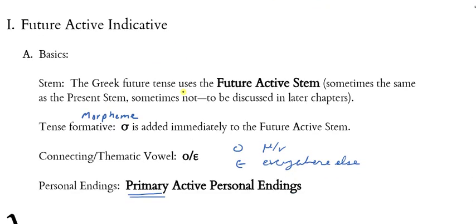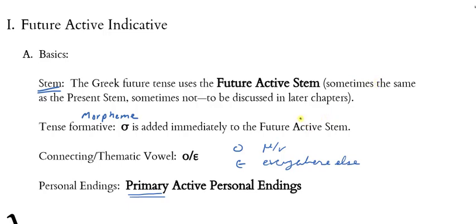So basics as to formation. All verbs, as you know, have a stem. And the stem that we've been using has been the present stem, but here we're going to use the future active stem for the future active indicative. All right. Sometimes this future active stem will be identical to the present stem that you already know, and sometimes it's going to be different, and we'll talk about that a little bit more in chapter 20.